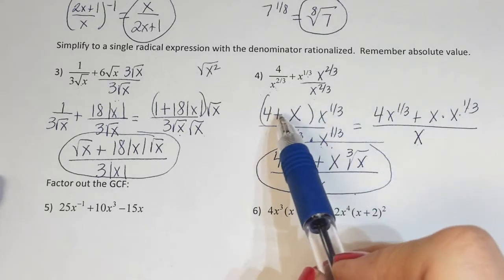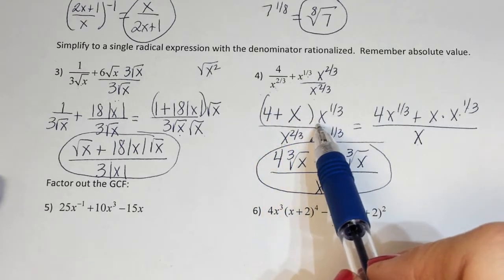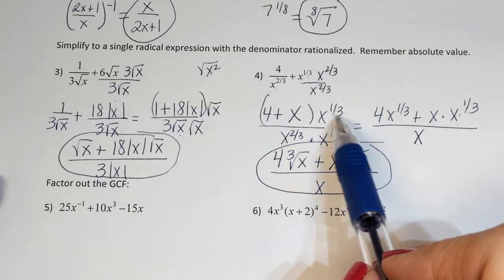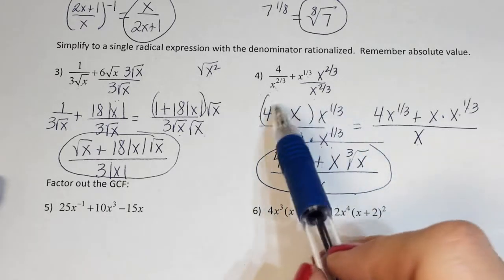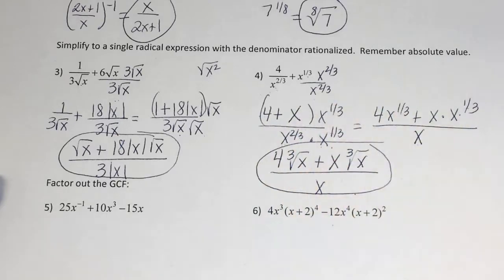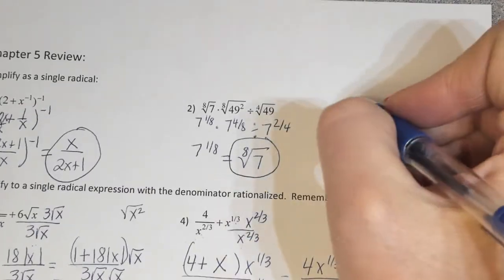Everything. If it had been 4 times x, then it would just be 4x, x to the 1/3. But if it's addition, I have to distribute. See, when it's multiplication, you don't distribute, you just multiply the whole thing. So it's different. People always get confused about this.